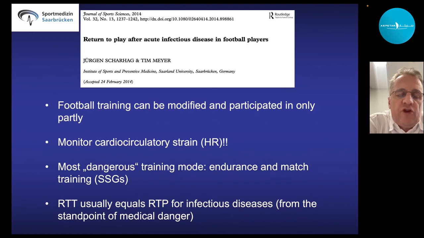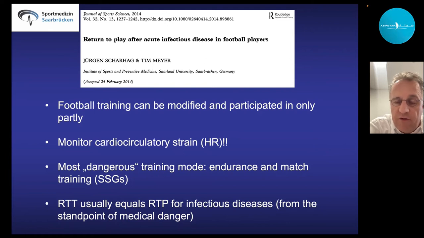Together with my colleague Jürgen Schahak from Vienna University, I have put together an article already in, I think, 2014, about the return to play after acute infectious diseases in football players. And it emphasizes that football training cannot only be about football training. You cannot only decide in the sense of yes or no. It is definitely possible to participate in football training in a modified manner, or only participate in parts of it. It is of particular importance to monitor the cardiocirculatory strain, because this is regarded the most important factor to decide about myocarditis risk or not.